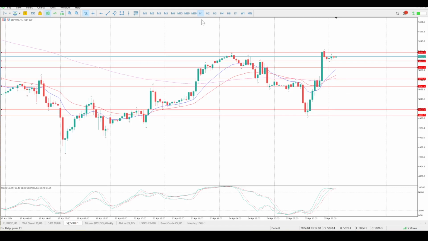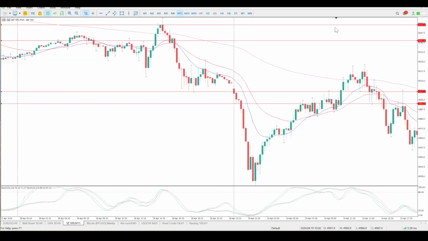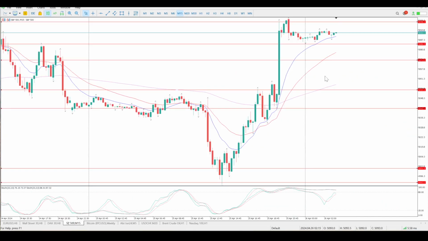So 5050 for me is still, it's been there for 2-3 weeks now that we keep shooting past it, coming back towards it, then shooting below it. Now we haven't really found support there.